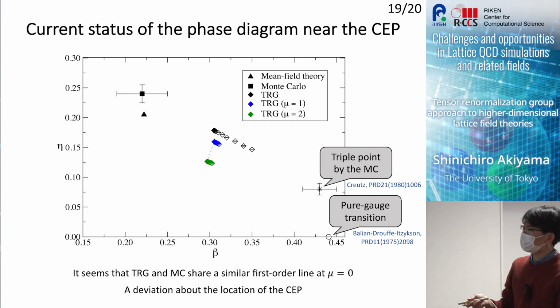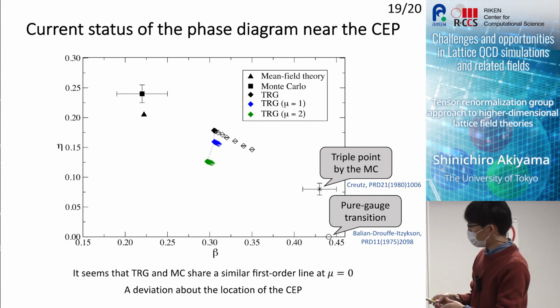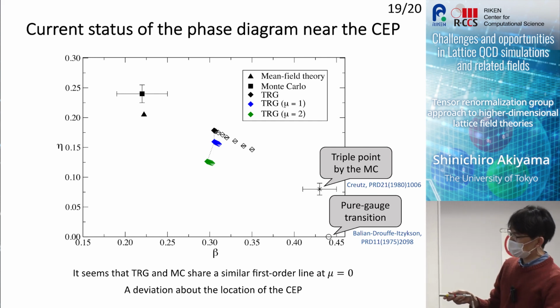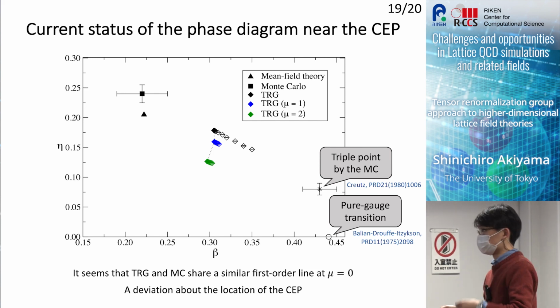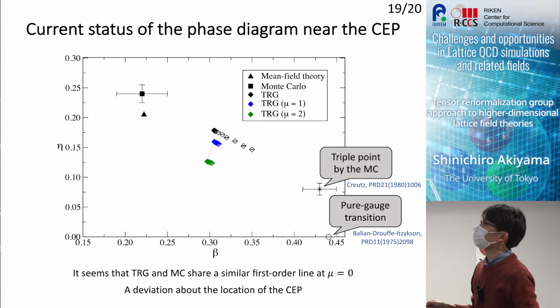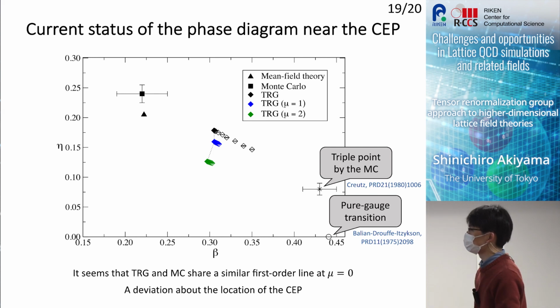So it seems that a similar first order line is captured by the TRG and the Monte Carlo, I think. So currently I think that it is a very interesting task to carry out a Monte Carlo simulation on this model by using novel techniques of Monte Carlo simulation and try to determine the critical endpoint of this model.